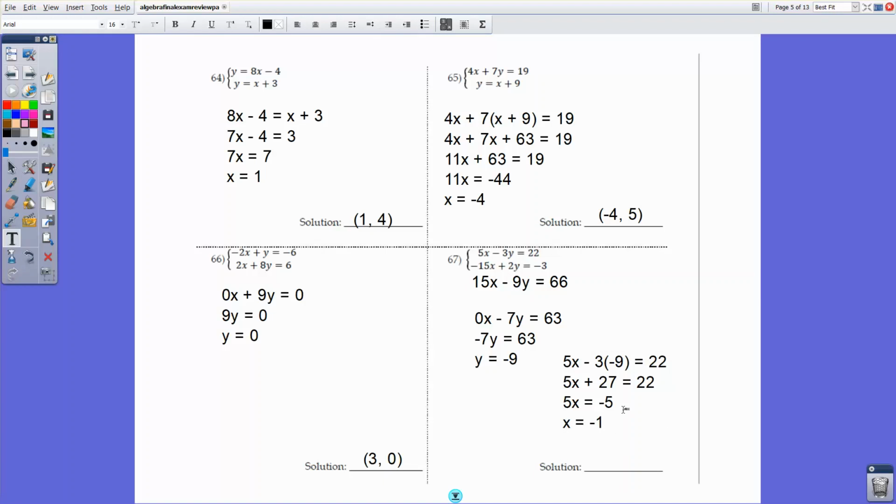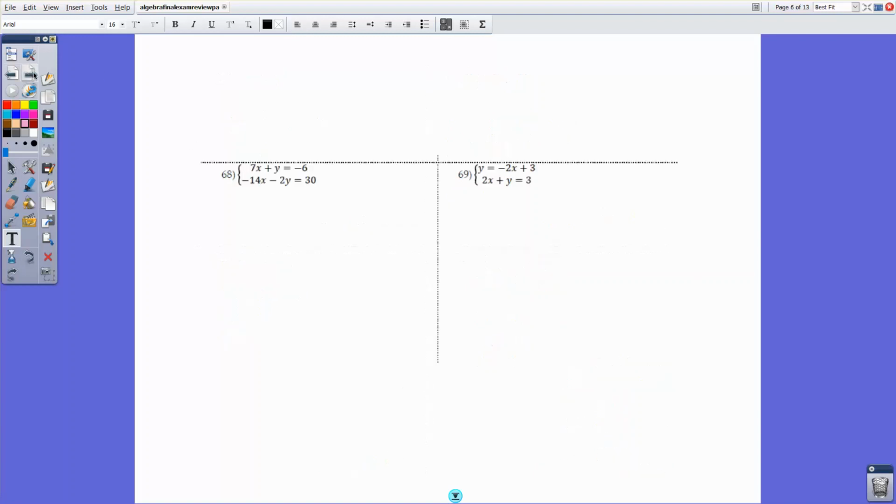Okay. So our solution there, once we find x equals negative 1 from that, our solution therefore would be expressed as negative 1 comma negative 9. Okay. So there is that system. Now we have 2 more to go. So same deal here. We'll use elimination since this one's already written in standard form.